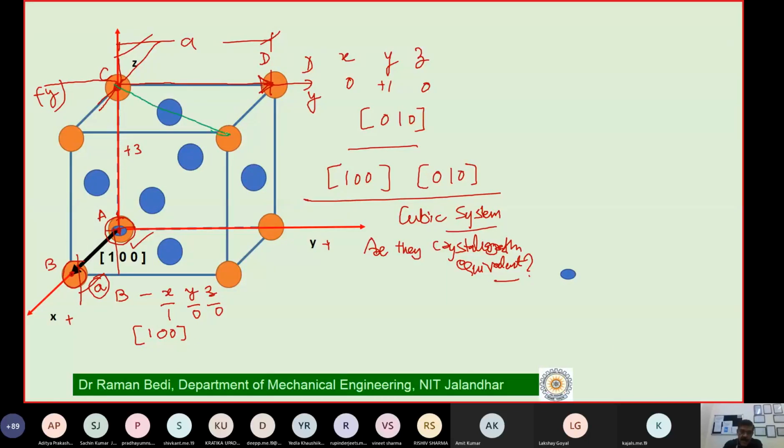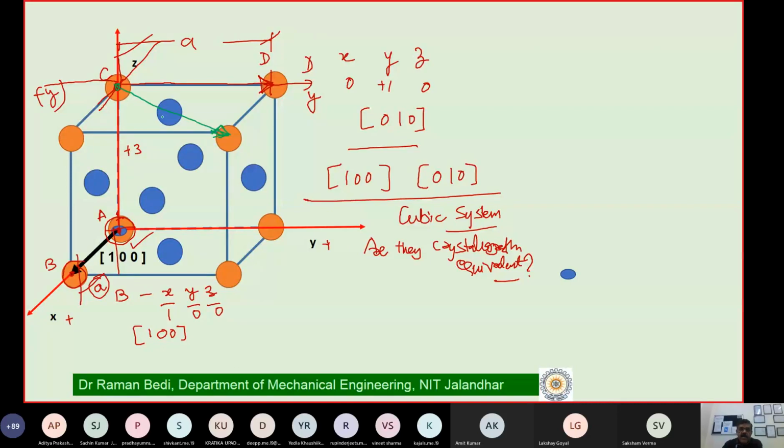Sorry to interrupt, sir. I have a question. Sir, the term crystallographic equivalent is valid only for cubic system. No. Crystallographically equivalent directions is a term that we use for all crystal systems. What I mean to say is that in a cubic system, 100 and 010 are crystallographically equivalent. This may not be true for all the other systems.